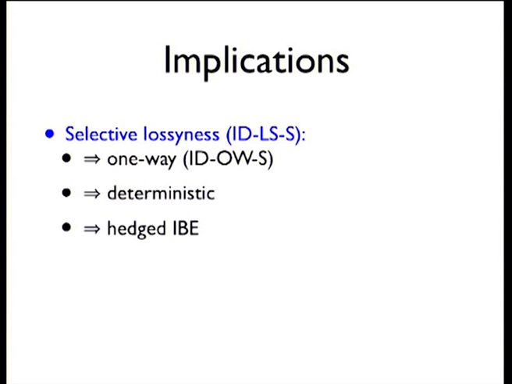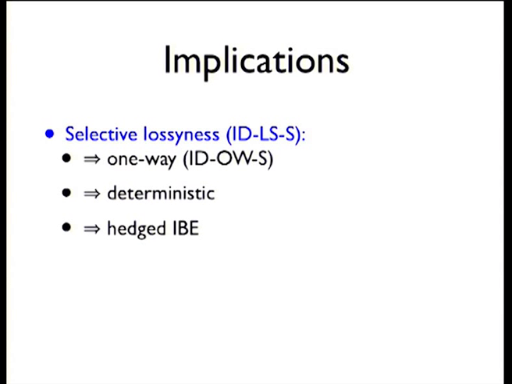Okay. And it also implies something else, which we call hedged identity-based encryption, which is only known to be doable in the public key setting. Hedged identity-based encryption is that when you have sort of bad randomness when encrypting, there's still some sort of security guarantee. You get some sort of IND-CPA security, even though there's some leakage about the randomness.